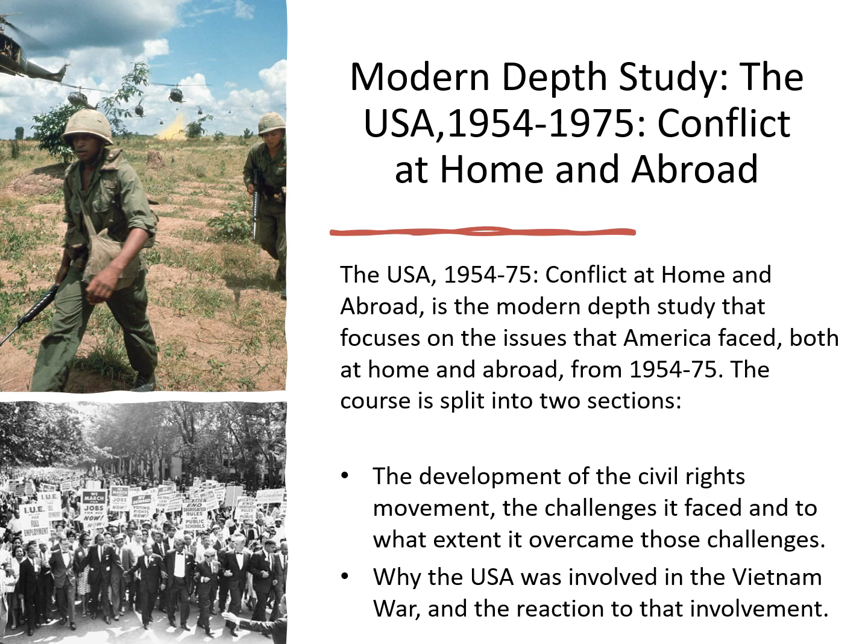The first section focuses on the development of the civil rights movement, the challenges that the civil rights movement faced, and to what extent it overcame those challenges. And we look at people like Martin Luther King, Malcolm X, and Rosa Parks. And then the final thing we study is why the USA was involved in the Vietnam War and the reaction to that involvement. The idea of this course is we look at 2 separate areas of American history at the same time, one at home being civil rights and one abroad, the Vietnam War.